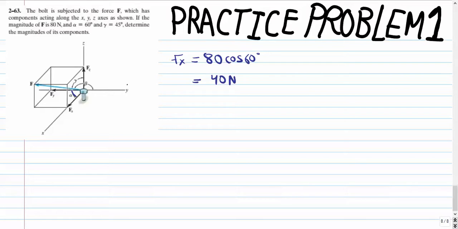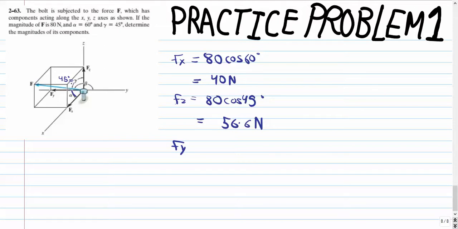Now let's find the component along the z-axis. They have also given us this angle right here, which means we can also find the component along the z-axis directly. So Fz is equal to 80 cos of 45 degrees, which is equal to 56.6 newtons. Lastly, we need to find the Fy component, but they haven't given us this angle beta between the force F and the y-axis.